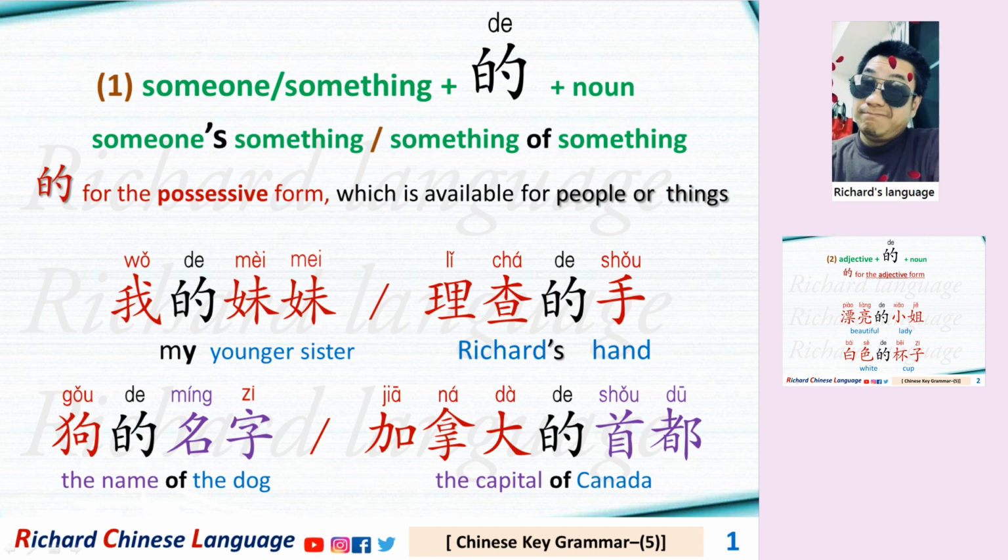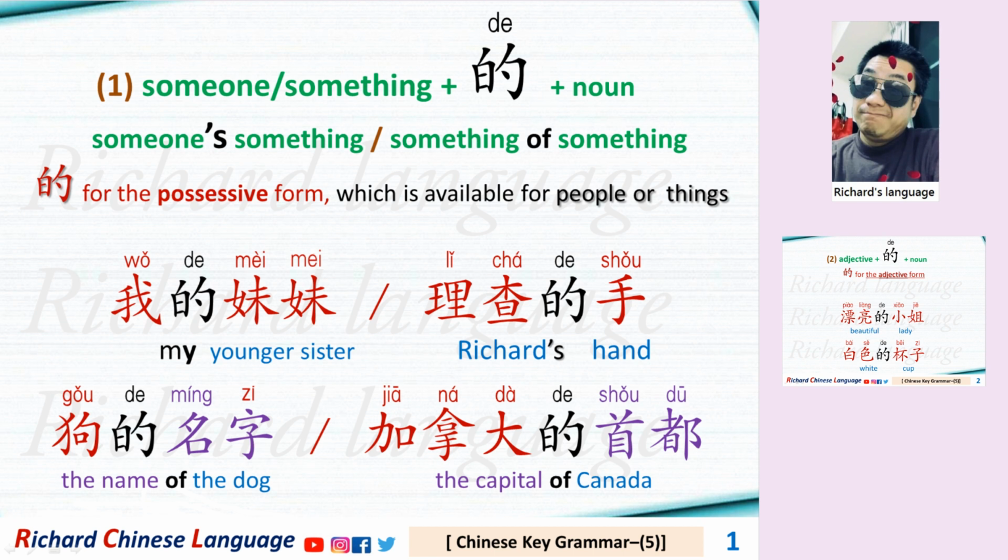For example, for people, we can say 我的妹妹, my younger sister. And also, you can use 的 after a person's name. 理查的手, Richard's hand.